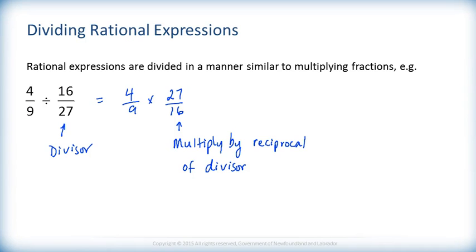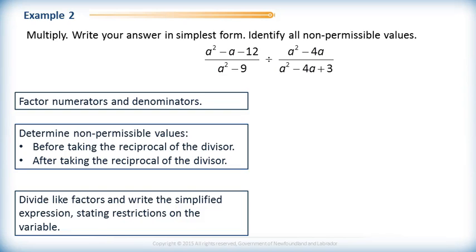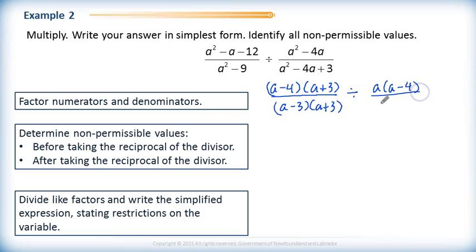Let's take it over to a dividing problem though. Okay, so we've got a division problem here. We factor the numerators and denominators again. The first numerator is a minus 4, a plus 3. The first denominator is a minus 3, a plus 3 because of the difference of squares. And we are dividing by a outside of a minus 4 over a minus 3, a minus 1.